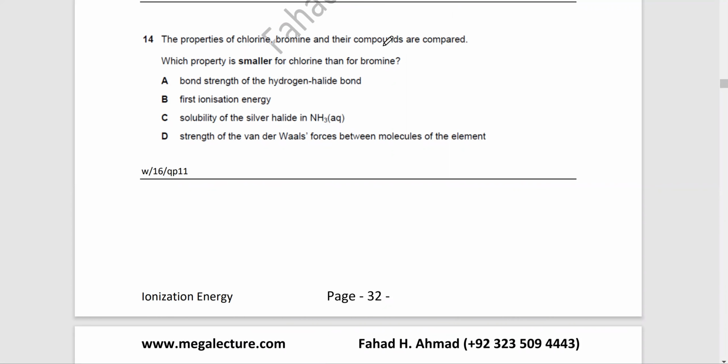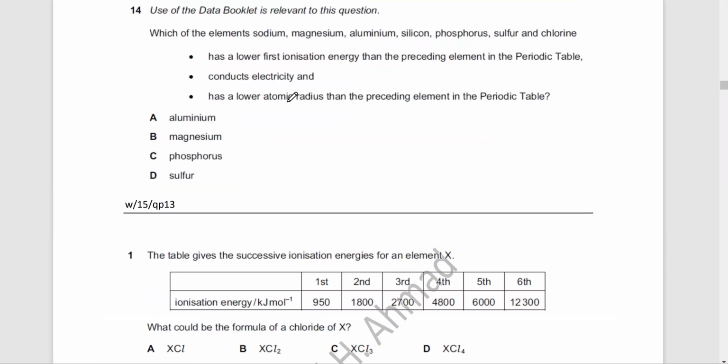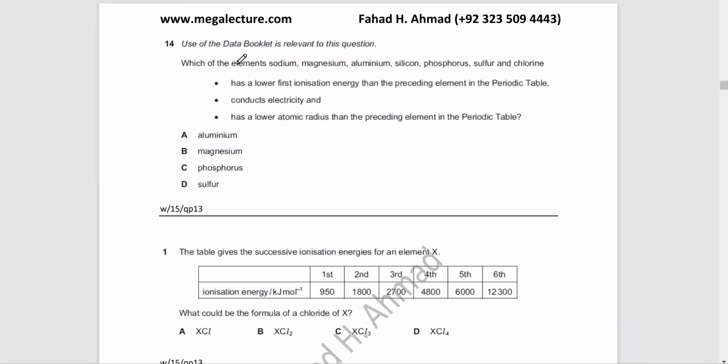So next one is, the properties of chlorine, bromine, and their compounds are compared. So group 7 and their compounds. Which property is smaller for chlorine than for bromine? Leave that one, because it's not related to van der Waals. Just ionization energies. So which of the elements, sodium, magnesium, aluminum, this is the same period. Okay, across the period.